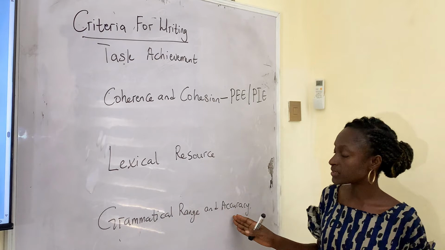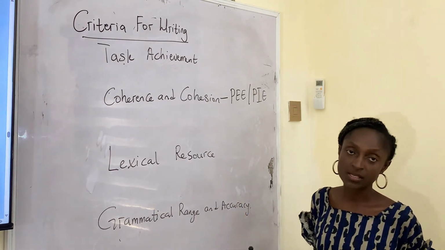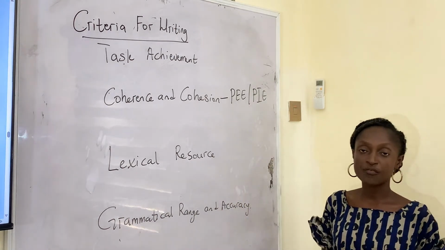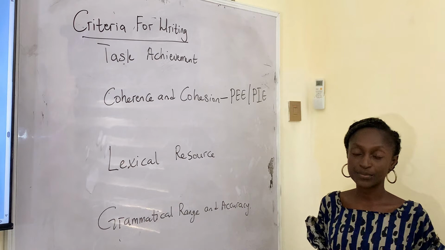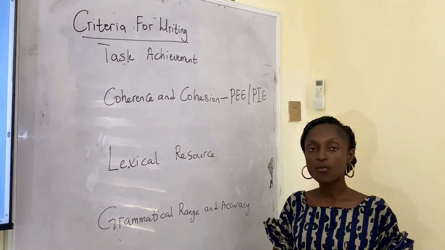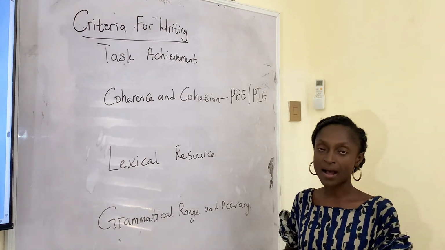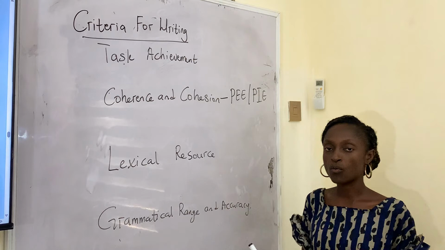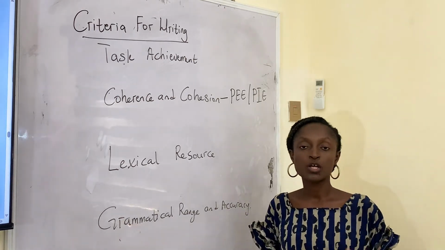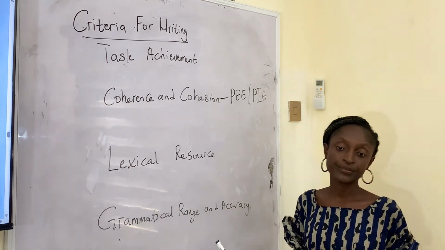Now the second is accuracy. What does accuracy mean? Accuracy simply means correctness, the correctness of your sentences or your expression. So accuracy is measuring how grammatically correct your sentences are. Now, one aspect of that is the use of subject-verb agreement, also known as concord.